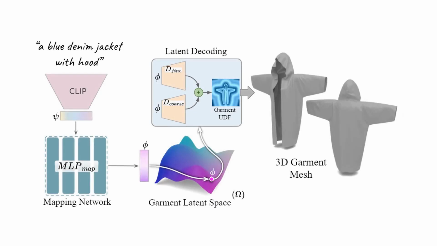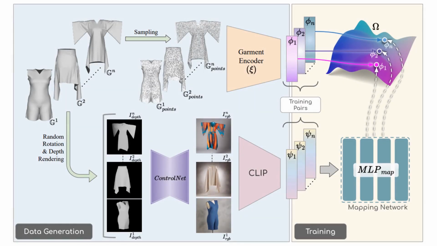The mapping network MLP map plays a major role in mapping the CLIP embedding space to the learned garment latent space, enabling text-based garment generation by predicting garment latent code from the corresponding CLIP embedding. However, in order to train the mapping network, a large number of distinct garments with their latent codes and reasonable text descriptions are required. To avoid explicit text annotations, we propose an automated data generation and weakly supervised training strategy for training the mapping network.